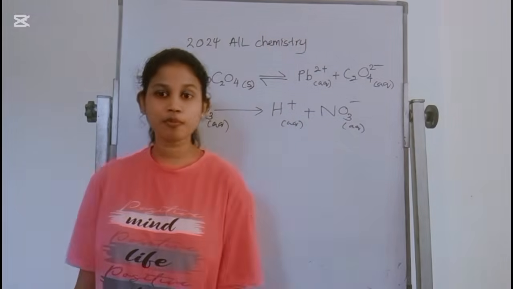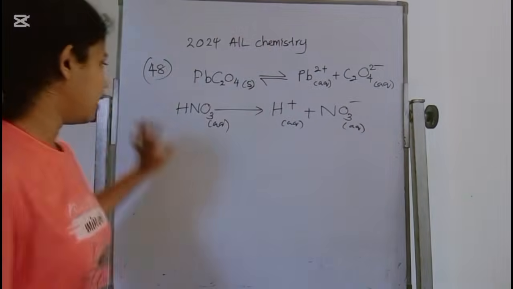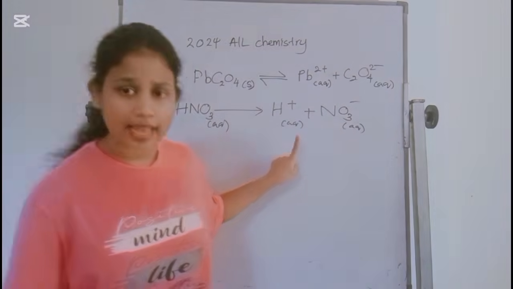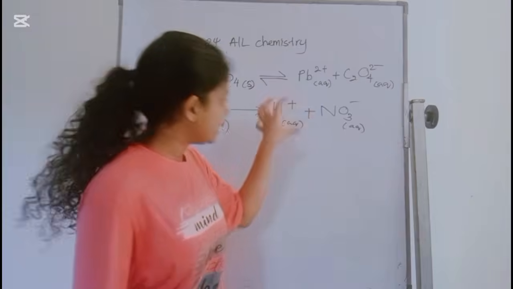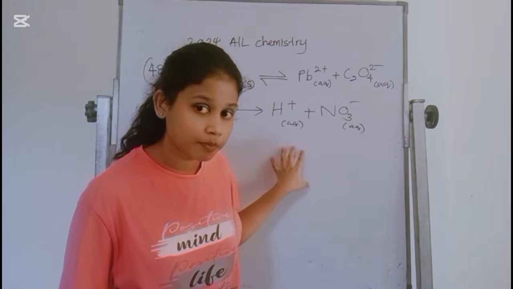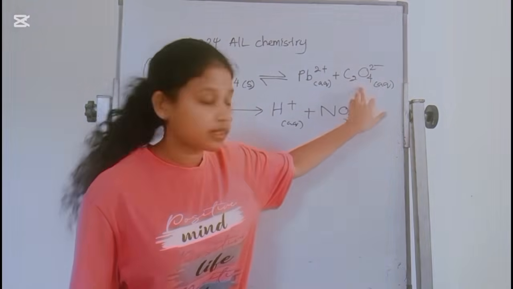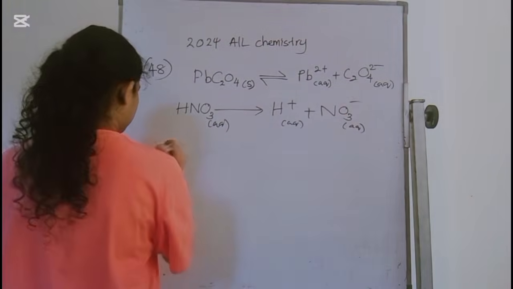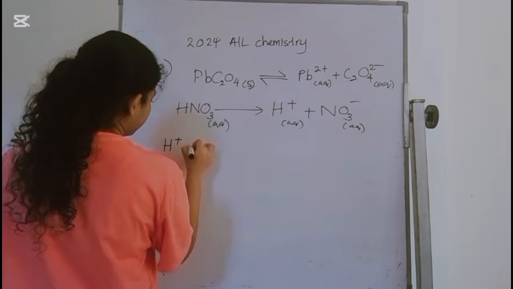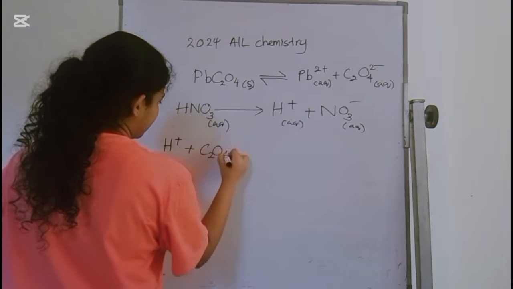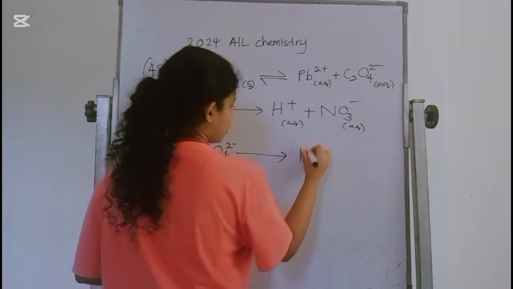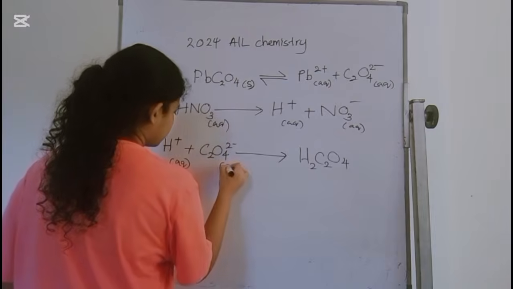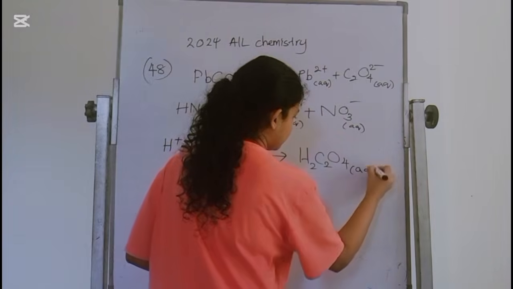Okay, let's move on to the most important part of this process. Now you know, after dissociation, nitric acid provides H plus ions into this solution. These H plus ions react with oxalate ions and form oxalic acid like this. You have to put physical state symbols like this.